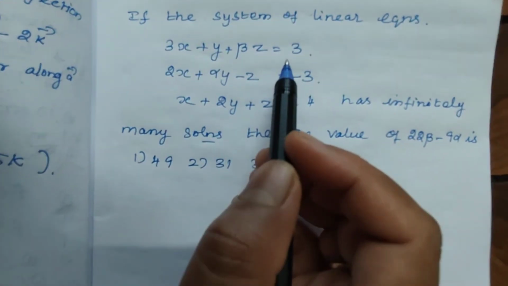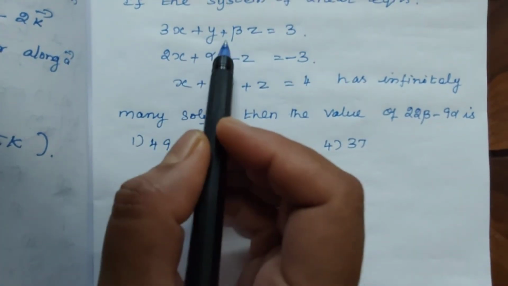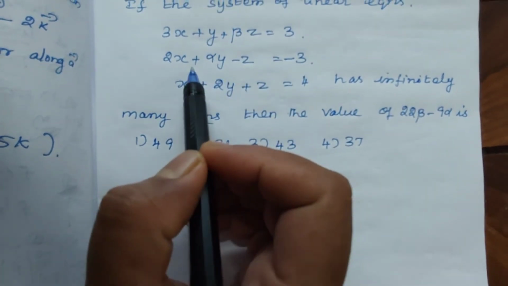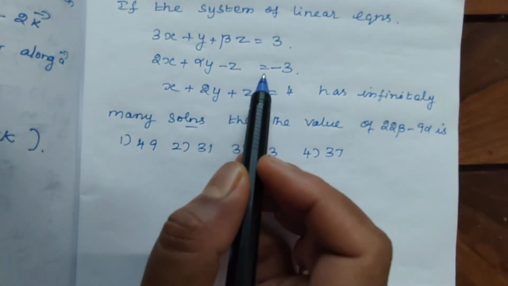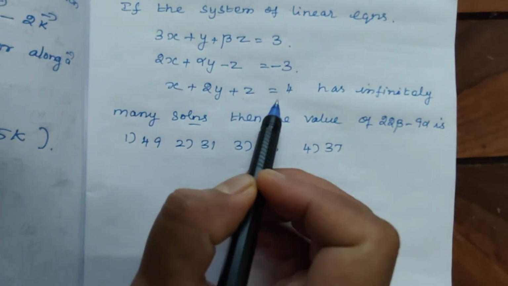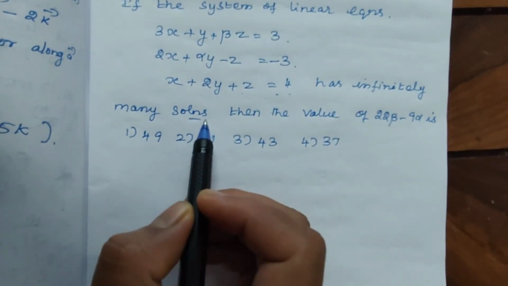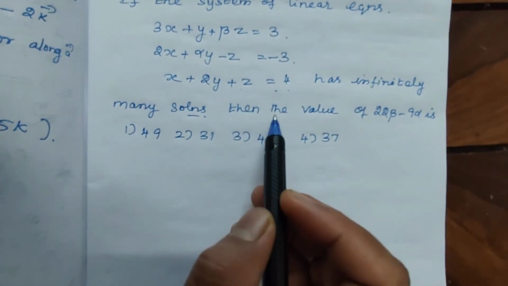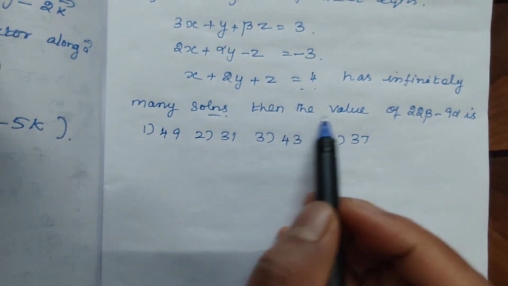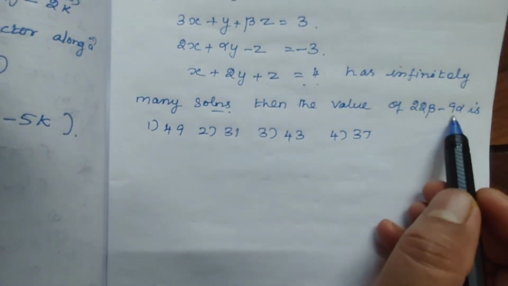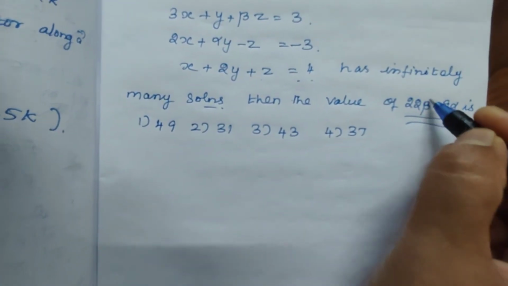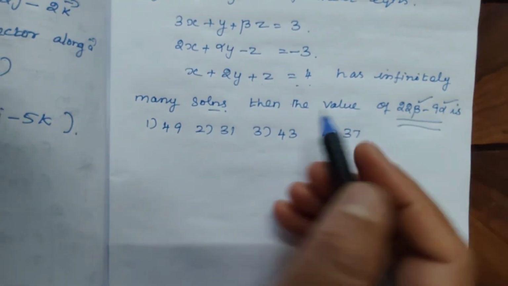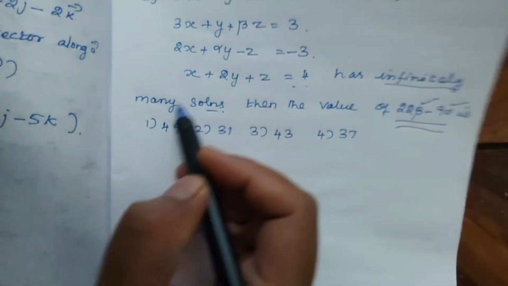If the system of linear equations 3x + y + βz = 3, 2x + αy − z = −3, x + 2y + z = 4 has infinitely many solutions, then Δ = 0. Then the value of 22β − 9α is asked. So from this you have to find β and α. What condition is given? Infinitely many solutions.